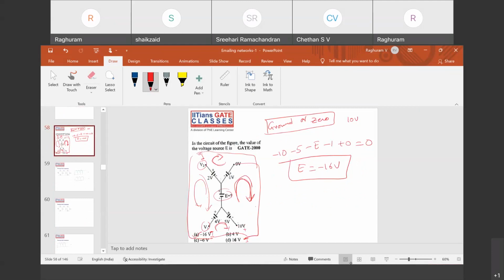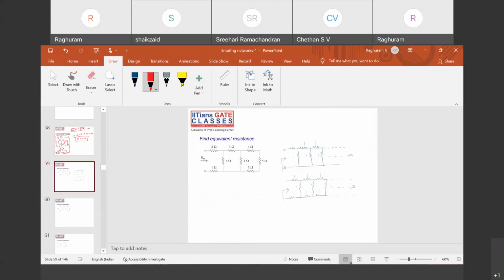Okay. The next one, find the equivalent resistances. This is 1, 2, 3, three circuits. Find these. These are very important. Basics and importance. Find the equivalent resistance, everyone. See, basics are very important. You should be very clear.